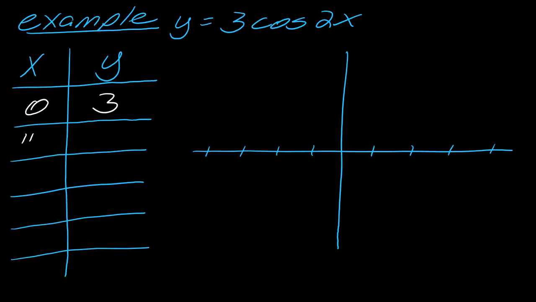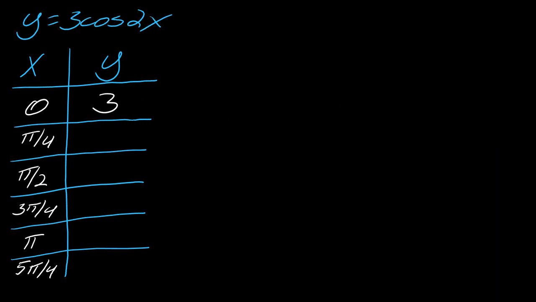So I start at 0, then I go to pi over 4, next one will be pi over 2, 3 pi over 4, and then pi, and then we can continue on, I guess, if we want to go to 5 pi over 4. Okay, and so now it's just a matter of calculating my points. So, let's clear some space. And now let's take the time to check out what our points come out to.